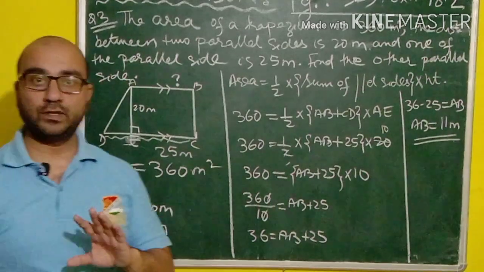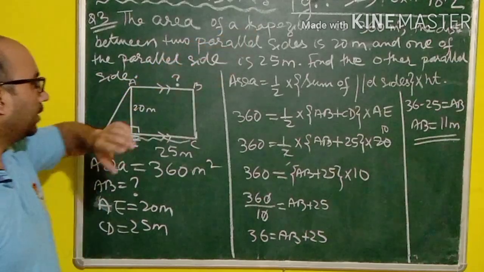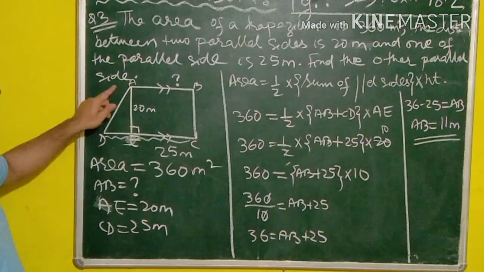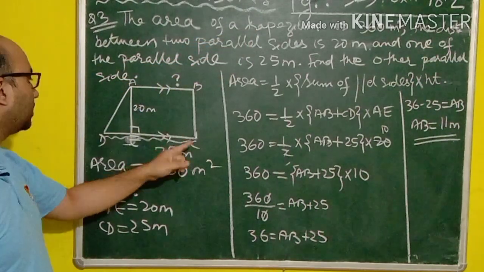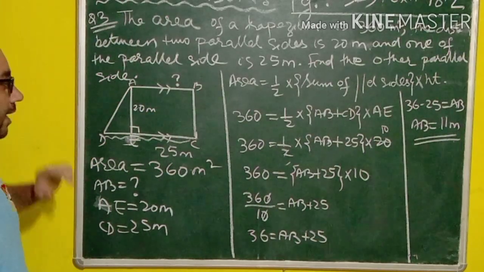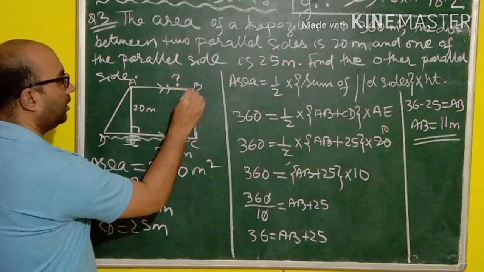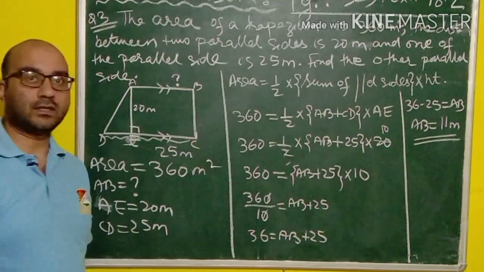There is no figure given in the question, so let us try to make a figure. Since it is a trapezium, let us make the figure of a trapezium. Our trapezium is ABCD. So what are our parallel sides? AB and CD, these are our parallel sides.